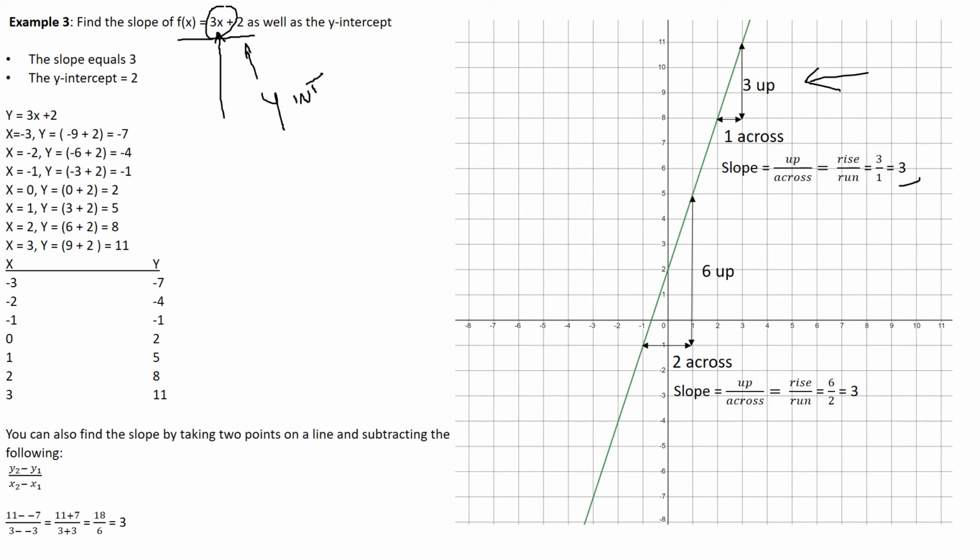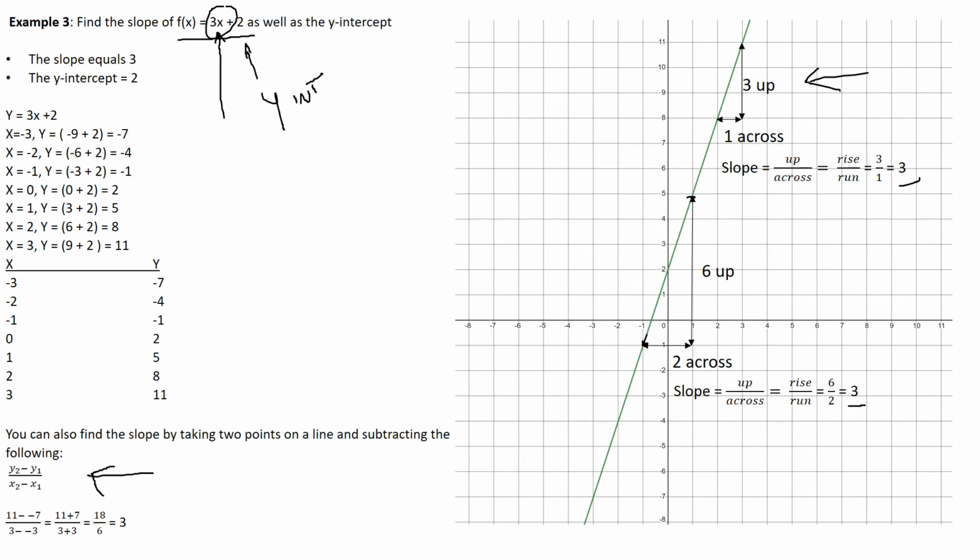I can go bigger. If I go 6 up from where the line starts, then I go 2 across right here. 6 over 2, rise is 6, run is 2, equals 3. And we can find the slope by finding any 2 points. With this equation right here, y2 minus y1 over x2 minus x1. And let's find 2 points here.